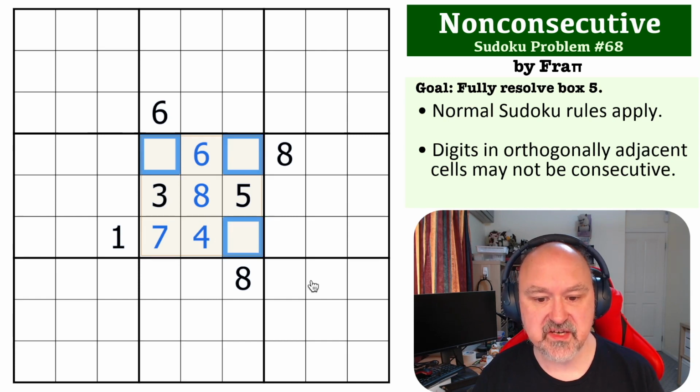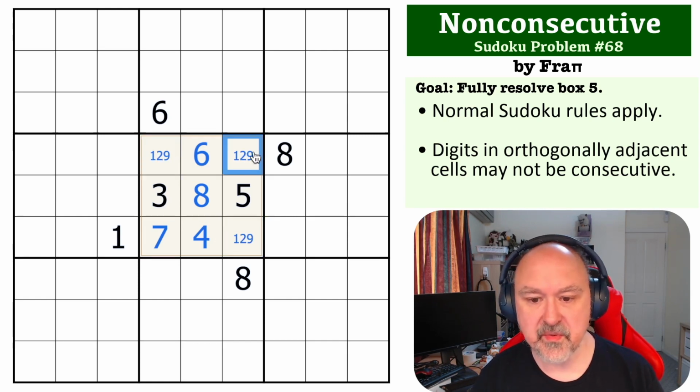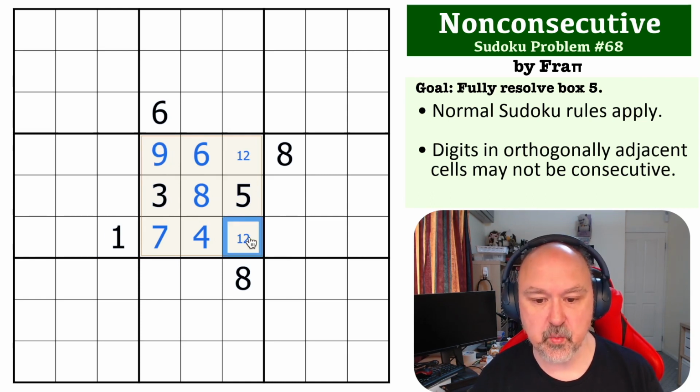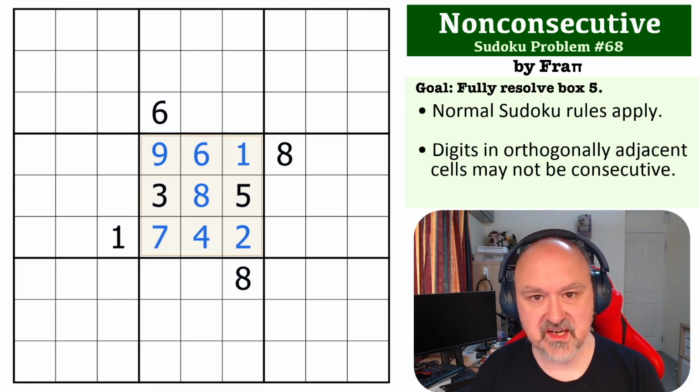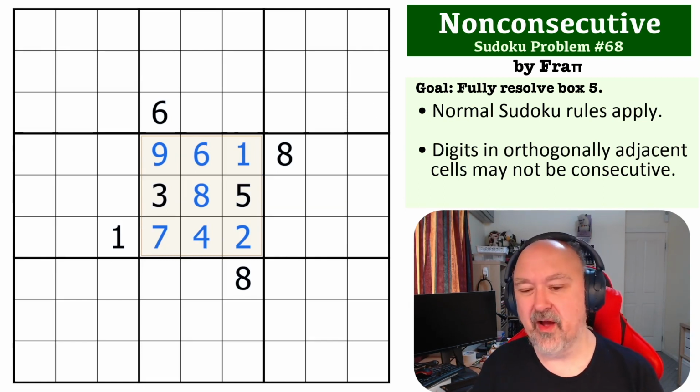Now, the last 3 digits we've got left are 1, 2, and 9, but you can never put 9 next to 8, so those are not the 9. This is the 9. There's a 1 looking here, making this 2 and this 1, and that's the solution to the non-consecutive problem.